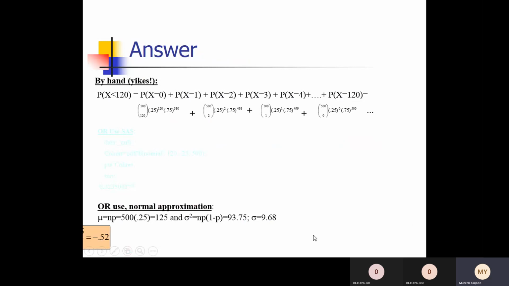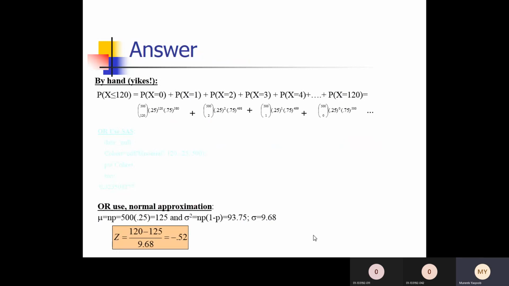Now this question could be converted as probability of X less than or equal to 120. So we will subtract the mean from 120 and then divide the result by the standard deviation. So now the question has become a question of standard normal distribution with Z equal to minus 0.52. So all we need to do is calculate the probability of capital Z less than or equal to minus 0.52.